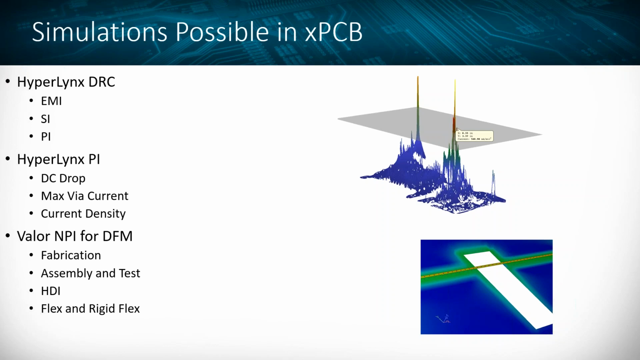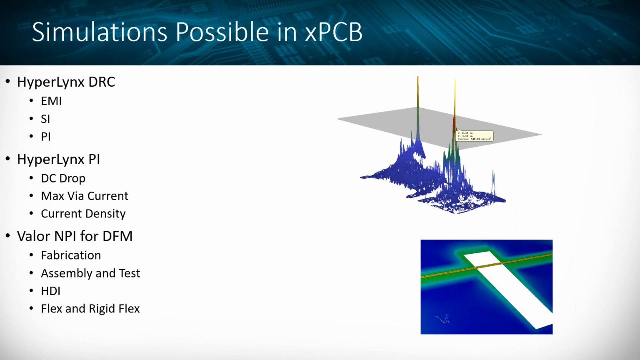If you're unfamiliar with HyperLynx DRC, I have done a few webinars in the past on this. There's a lot of good information on the web. But what it essentially is, is a graphical rule checker that can check for certain things in your design that will cause EMI, SI, or PI issues, or have the potential to cause those issues. Like I said, a trace crossing a gap, as we can see in the bottom right-hand side of the slide here.